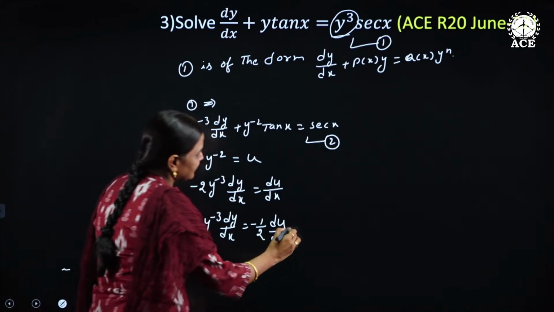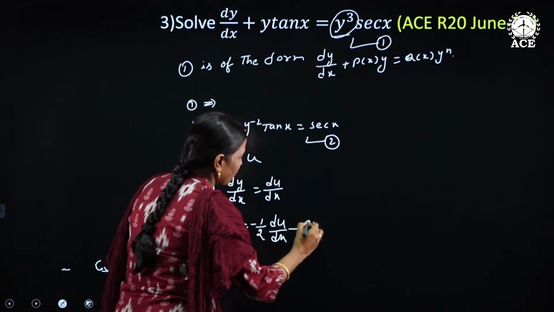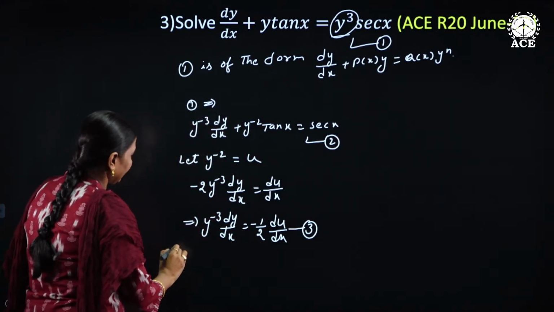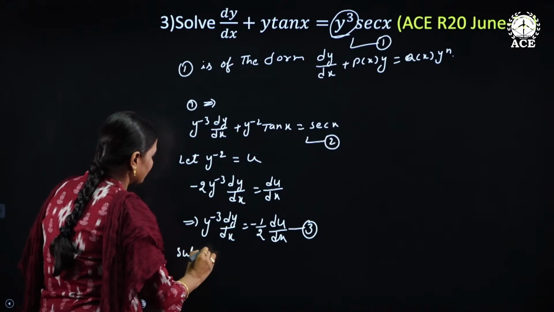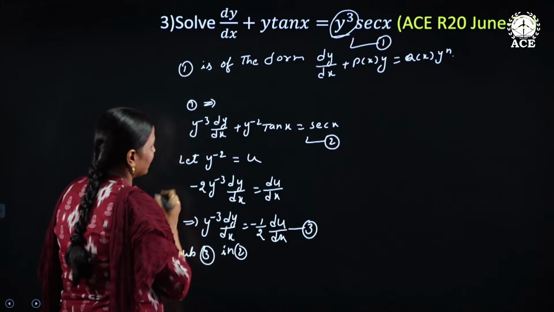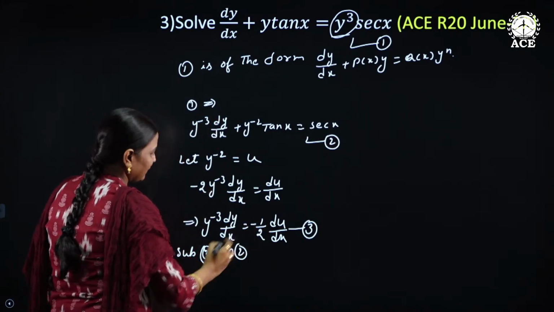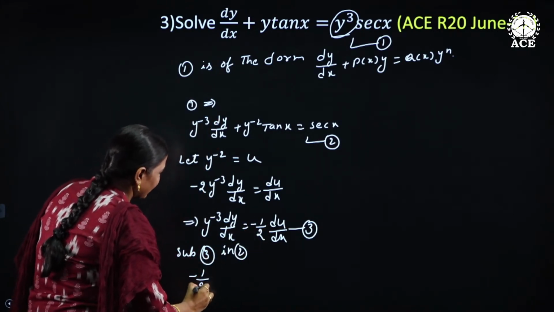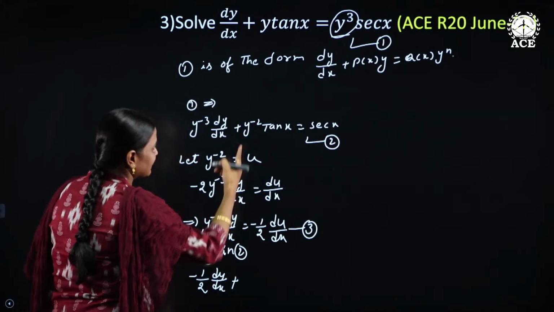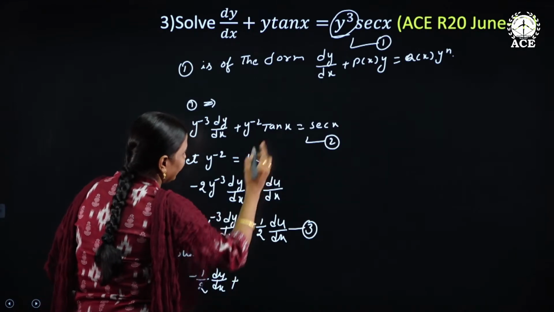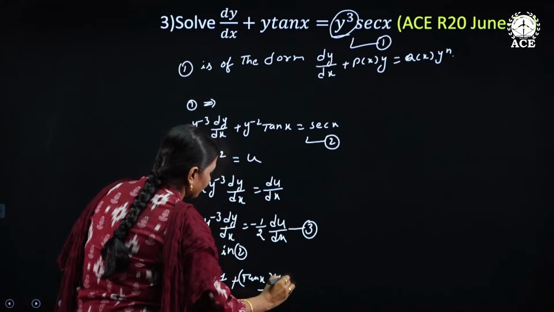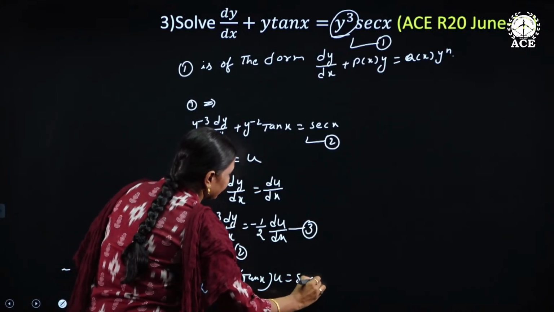If we consider this as equation number 3, now substitute 3 in equation 2. So equation 2 becomes, what is the y power minus 3 into dy by dx? Minus 1 by 2 into du by dx plus, what is the y power minus 2? U, and its coefficient is tan x. Write this one as tan x into u is equal to secant x.